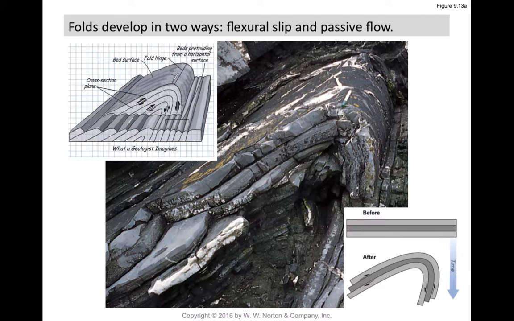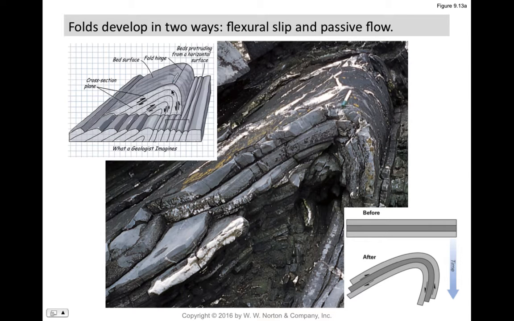Now, your book mentions this idea of how folds develop. And there's two general ways. One is called flexural slip, and that can happen in not very deep levels in the crust. And all it means is that there is this slip that occurs between geologic strata. Note that there's slip to accommodate. So the other important part of flexural slip is that the thickness of the individual beds does not change. The thickness remains the same.